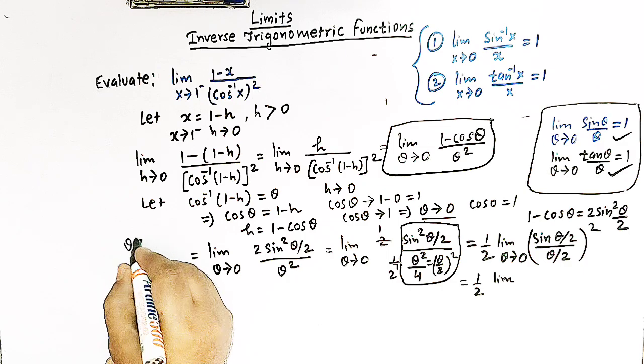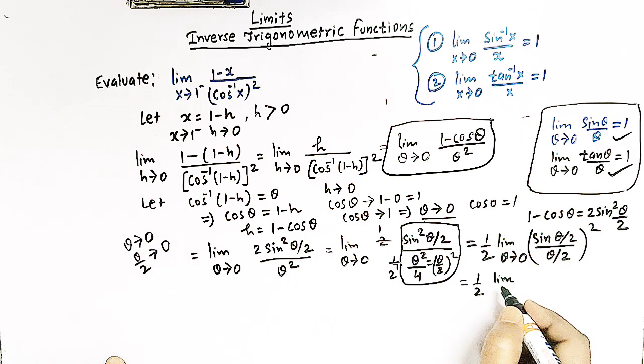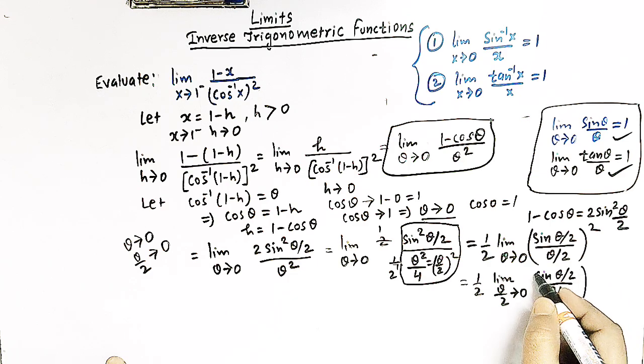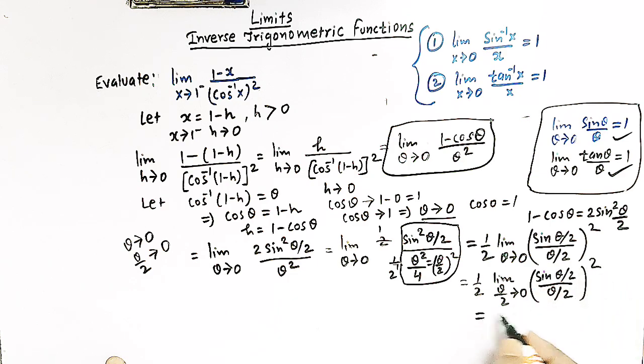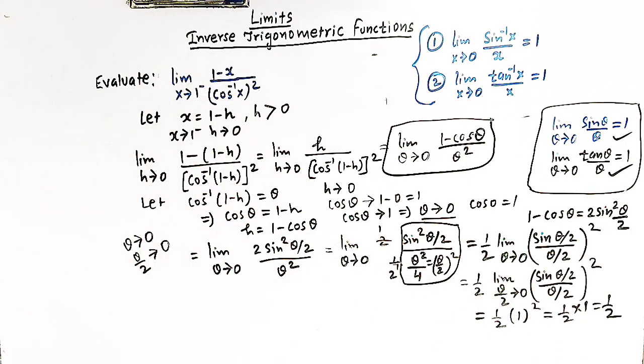So now this limit is in this form, so we have now half and we have limit, and when theta tends to 0, then theta over 2 also tends to 0. So we have here theta by 2 tends to 0, and sine theta over 2 divided by theta over 2 whole square, and this limit is equal to 1 due to this result. So we have half times 1 square, that is equal to half times 1, that is half. So the value of this limit is equal to half.